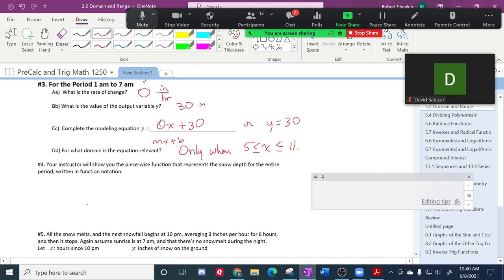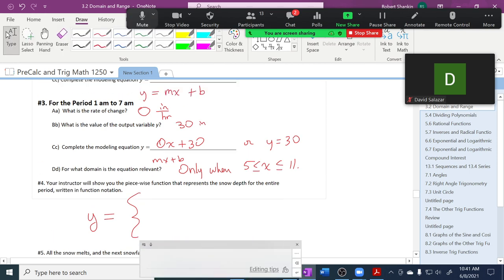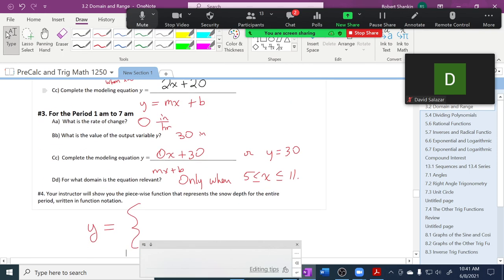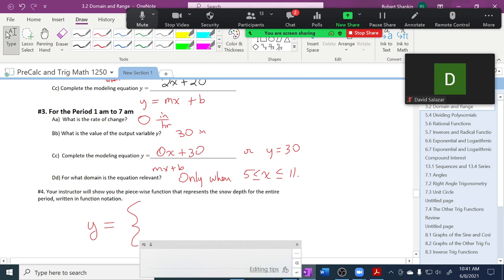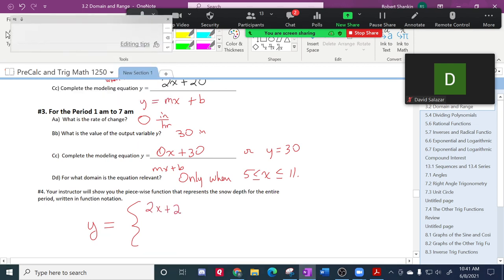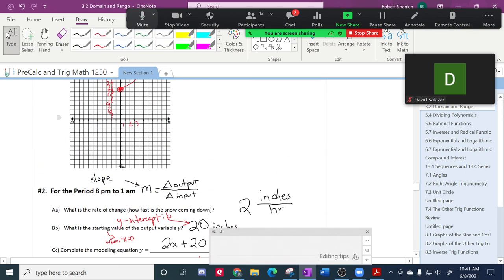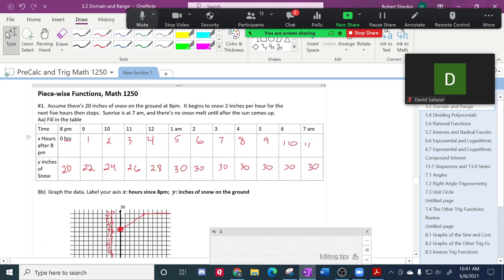Well, this is going to require something new. And the format is this. F of x, or y, equals, and we give the two situations. The first situation is 2x plus 20, but we only use that, comma, when x is when? X is between 0 and 5.